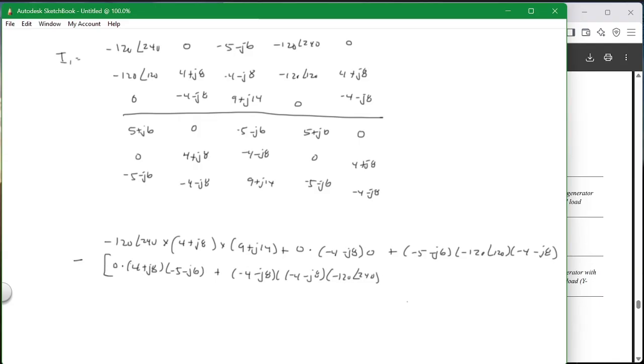Can you do this? Yes, you can. With your calculator, you can do this. And then the third one is this times this times this one. It's a 0. Plus 9 plus j14 times minus 120 at angle 120 times 0. Bracket. And you're done. That's the numerator.